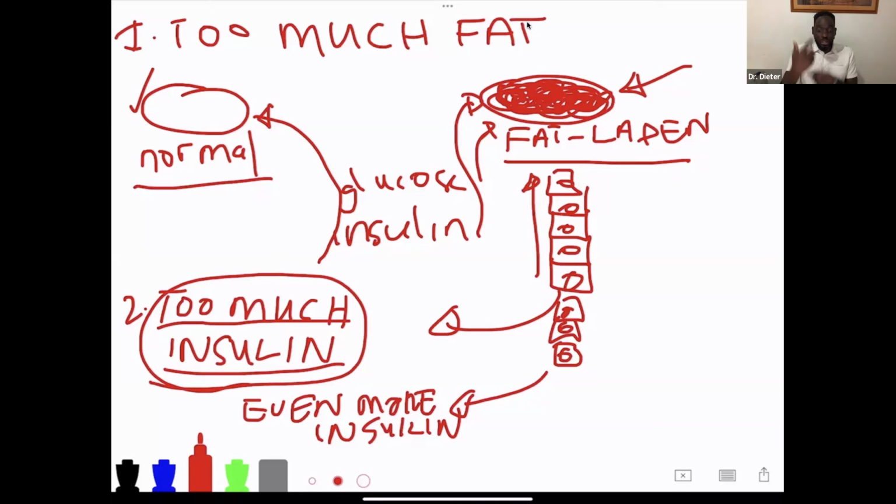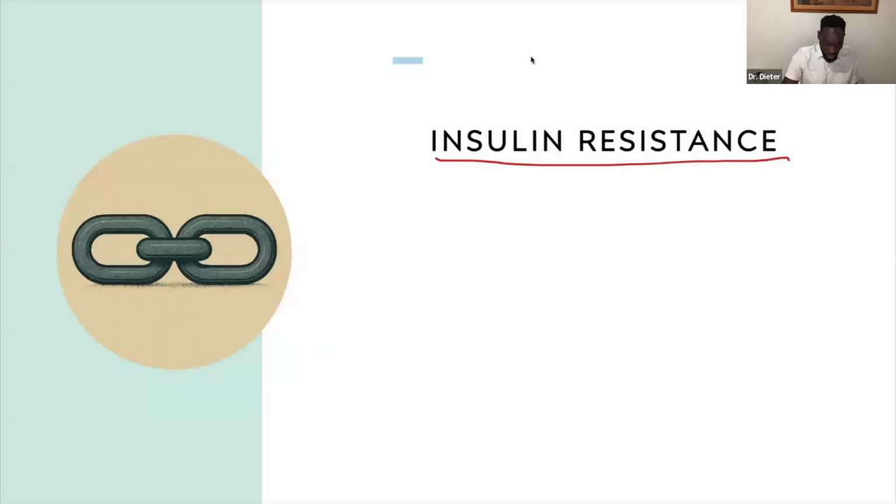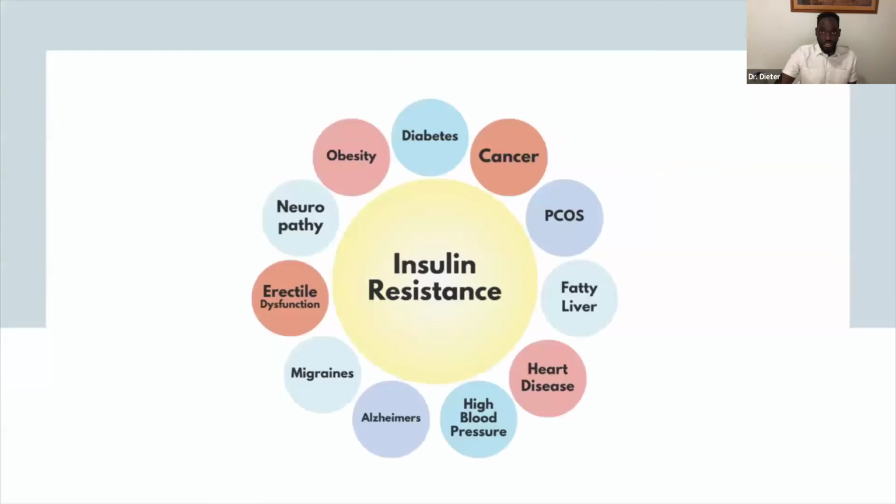So you have this vicious cycle because of the cell losing respect for insulin. So that's how you develop insulin resistance. That's how your insulin gets to not working the way it was designed to work. Too much fat, too much insulin. Those two things. Now, when you have insulin resistance, then you have a deficiency of energy. That deficiency of energy now shows up as all these different diseases. Unfortunately, this slide is not large enough to be able to depict to us all the illnesses that come as a result of insulin resistance.